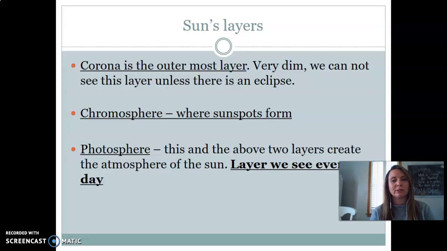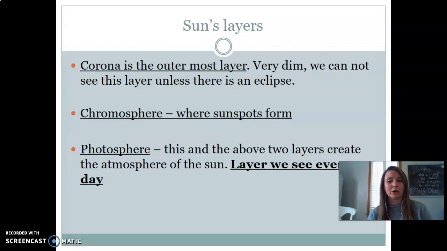It's actually very dim. That's why we don't normally see it. The only time that we can see it is when we have a solar eclipse, and that's when the Moon moves in front of the Sun, and we can see that outermost wispiest layer. That is the corona.